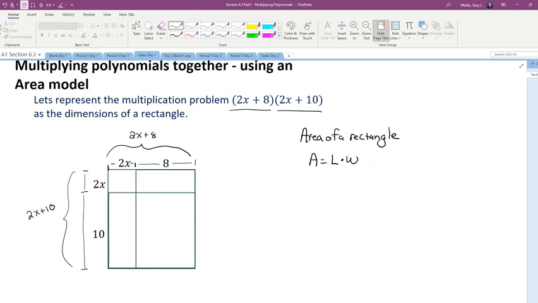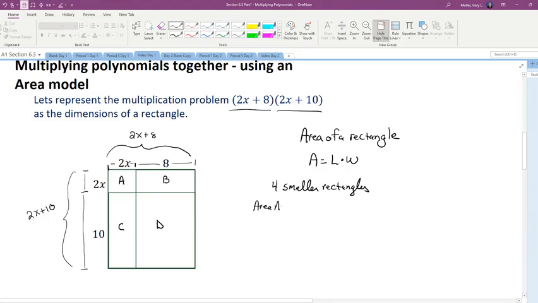Okay, and in this rectangle, we actually have 4 smaller rectangles. So one way to find the area of the whole thing would be to find the area of the 4 pieces and then add them up. So let's just call this piece A, piece B, let's call this C, and this D. So then all we have to do is find the area of A, add the area of B, add the area of C, and add the area of D.